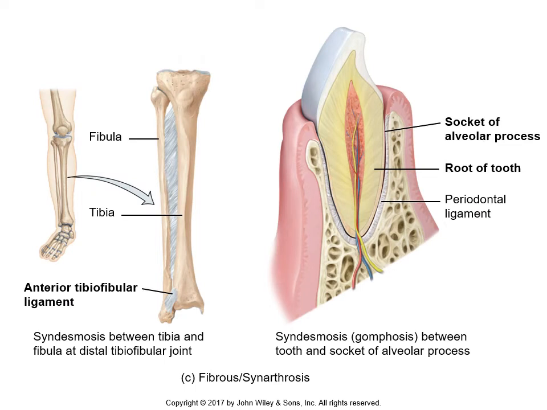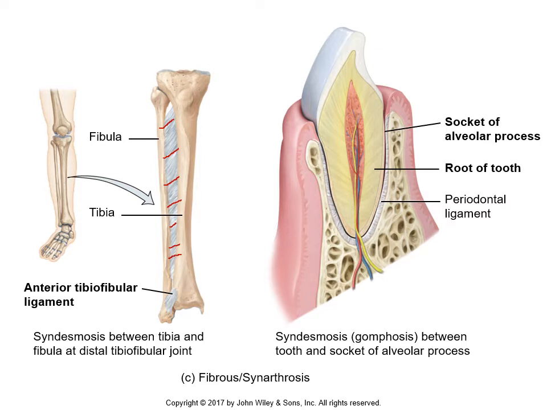Another couple of examples of fibrous or synarthroses: something called the interosseous membrane. There's a few different places where this exists, within the leg, between the fibula and the tibia. You can see this interosseous membrane all the way through here, where I'm putting these red hash marks through it. That membrane is meant to hold the fibula and the tibia together.